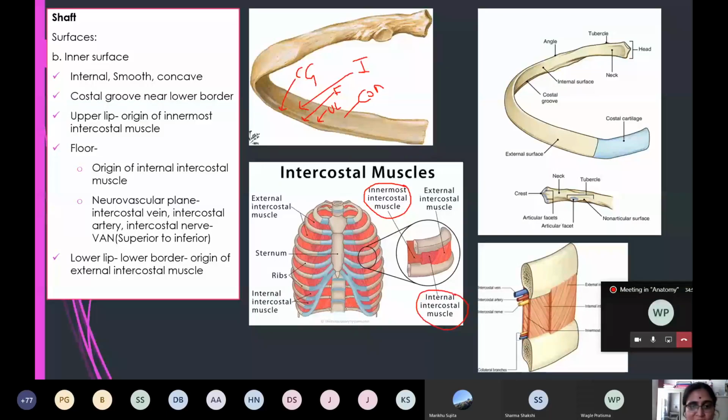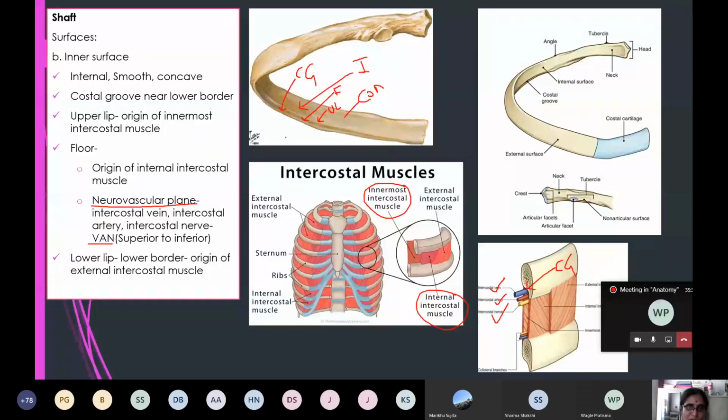Between the innermost and internal intercostal muscle lies the neurovascular plane, where lie the intercostal vessels and nerve. The arrangement of the intercostal vessels and nerve from superior to inferior is: first the intercostal vein, below the vein lies the intercostal artery, below the artery lies the intercostal nerve in the costal groove. Which groove is this? Costal groove. What is the arrangement? VAN arrangement from superior to inferior. V stands for intercostal vein, A stands for intercostal artery, N stands for intercostal nerve.